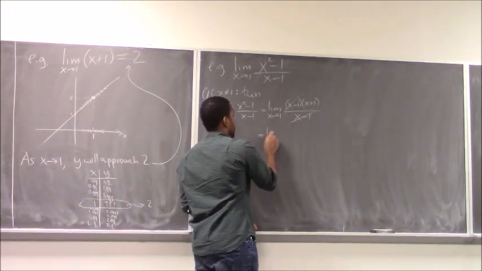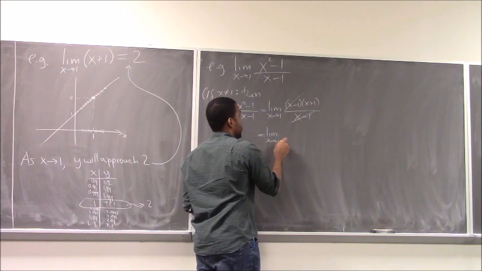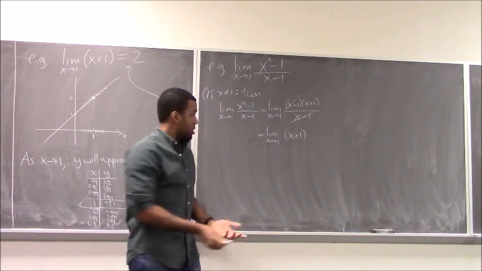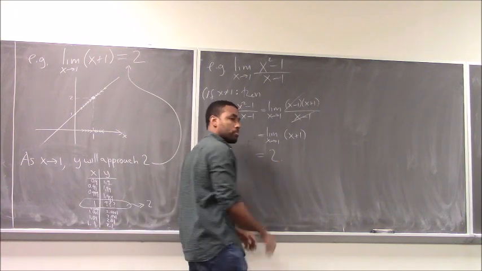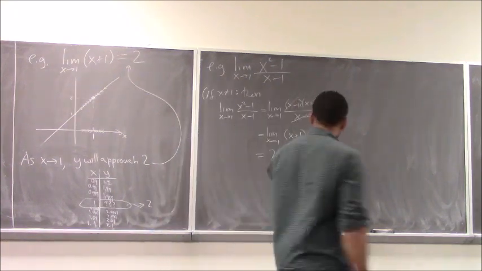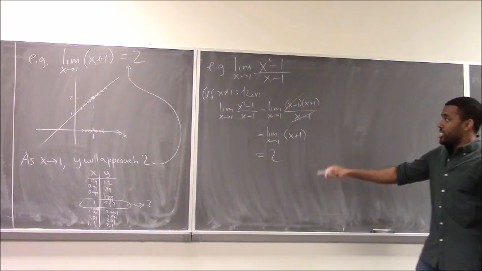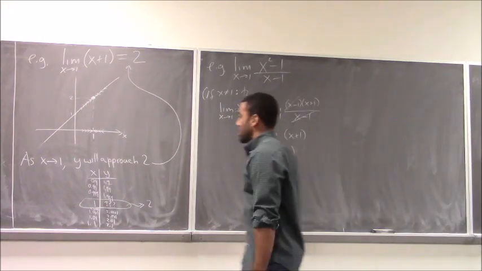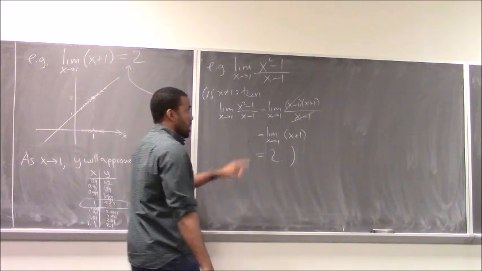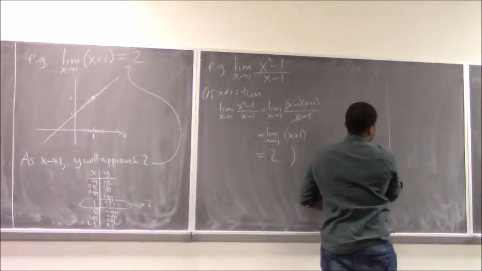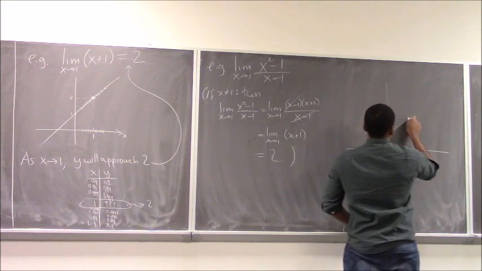Right? And so that would be equal to the limit as x approaches 1 of x plus 1. We already knew what that was. That is actually the number 2. Right? We did that over here. Now, the difference between this situation and that situation is this point is not defined here. In fact, if you were to graph this guy, it would look like this.